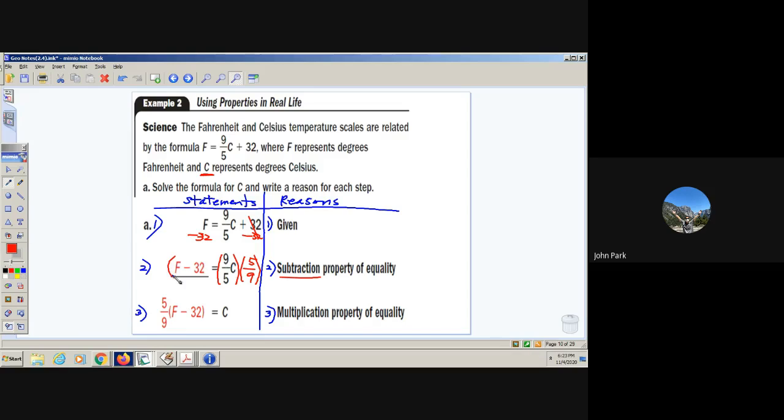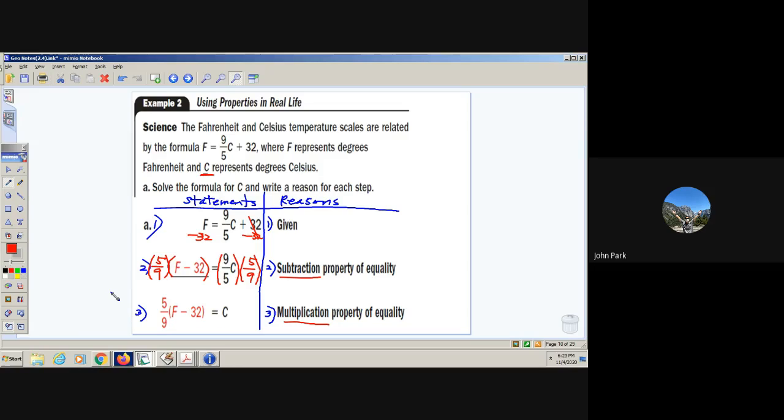And then we do the same thing on both sides. So we multiply by 5/9 on both sides of the equation. So that's why we got to here by multiplying 5/9 on both sides of the equation. That's why this is multiplication property of equality.